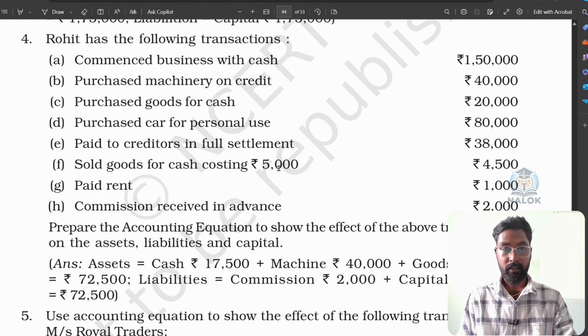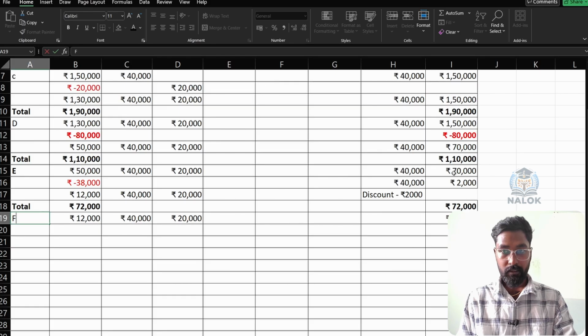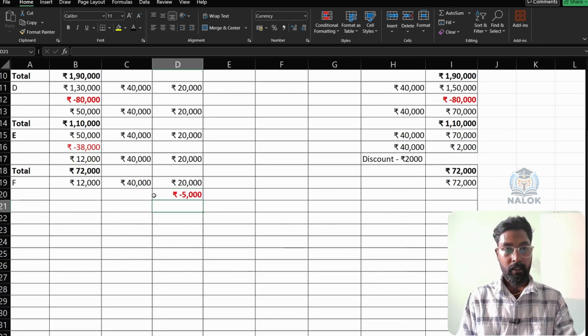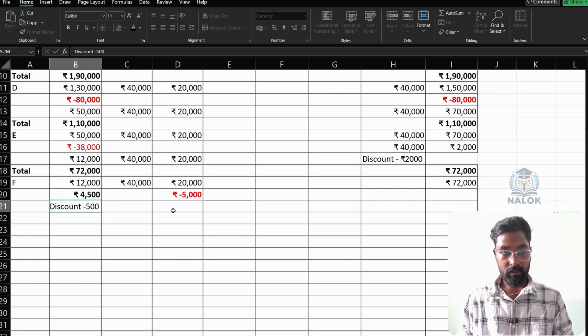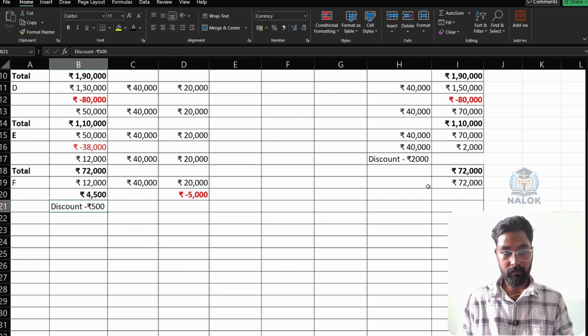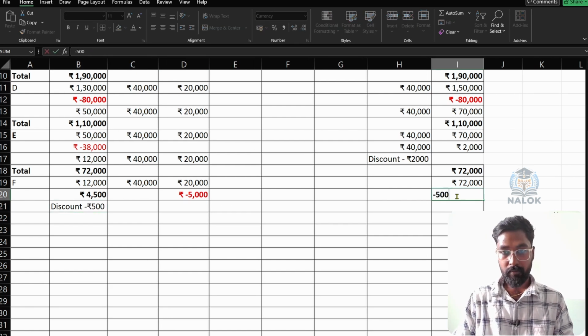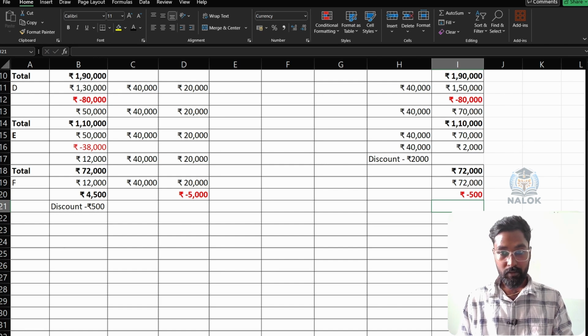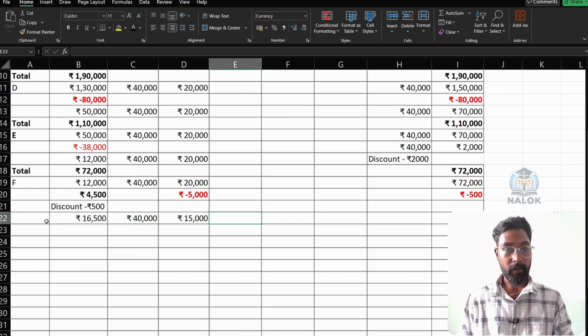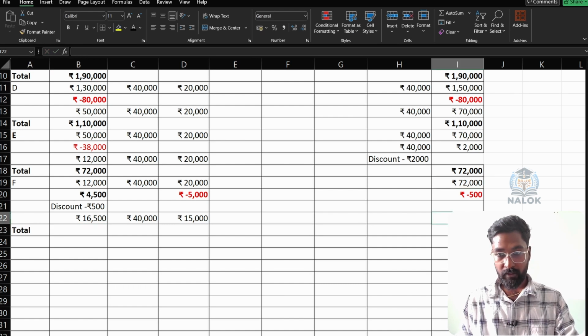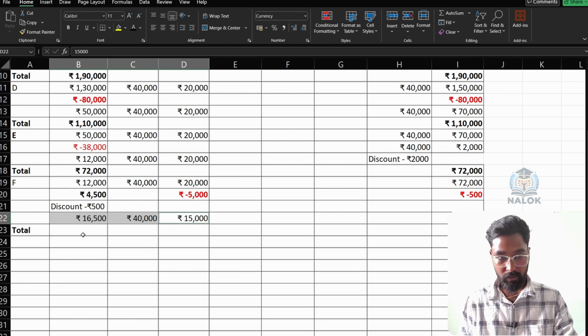Sold goods for cash costing 5,000 and we received 4,500. We sold goods worth 5,000 and we got 4,500. The transaction is not matching. That means we gave them a discount of 500 rupees. So this should be deducted from the capital account because we are giving a discount to them. So the total would be 16,500. The machinery account is not affected. 15,500 is the goods balance. Now let's do the total. 72,500 and 71,500. So 16,500 plus 40,000 plus 15,000 comes around 71,500 as the balance.